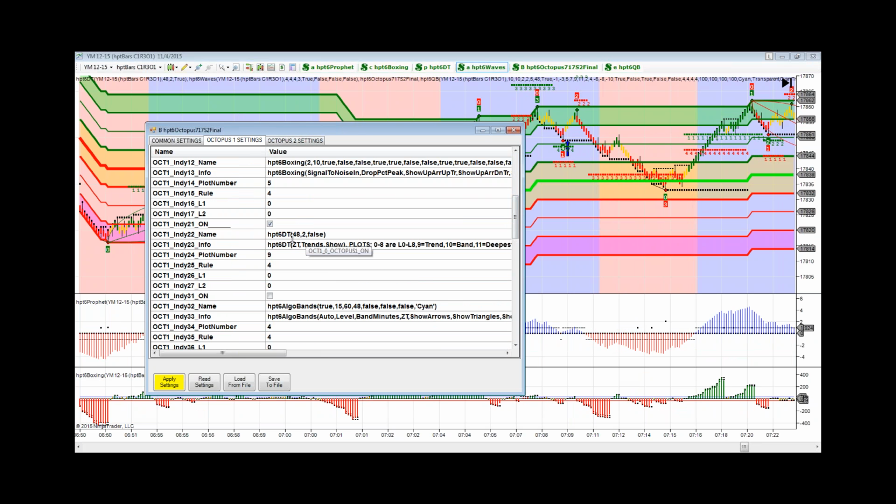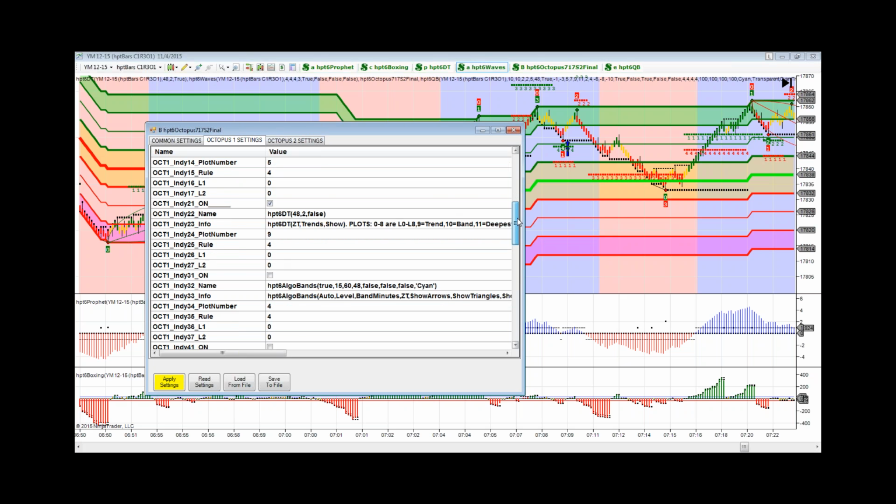First of all, it's using the dynamic trend as a trend filter. It's only looking at taking trades in the direction of the dynamic trend. If you remember, this is plot 9, rule 4, which means the trend just has to be down for short trades and up for long trades. We don't care about deep retraces. So we're only going to be looking to go short when the dynamic trend is down, only looking to go long when the dynamic trend is up.